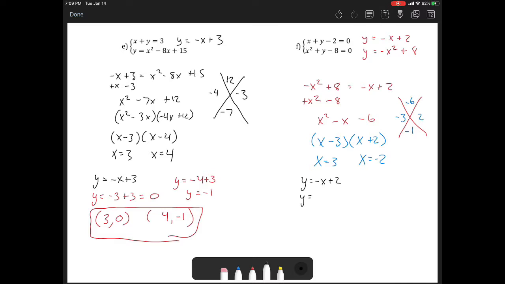So 3, negative 1. Then on this next one, I'll have y equals negative negative 2 plus 2. Those will change to positives, and I end up with y equals 4. So my final answer should be negative 2, 4. And that is Unit 4, Lesson 5.